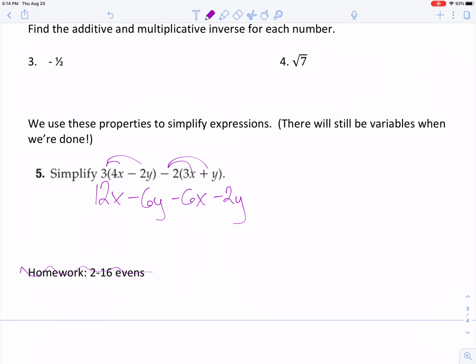And now you can combine like terms. Some like terms that I see are the 12x and the negative 6x. That's going to be 6x because 12 minus 6 is 6. And negative 6y minus 2y, negative 6 minus 2, is negative 8y. And that would be our answer.